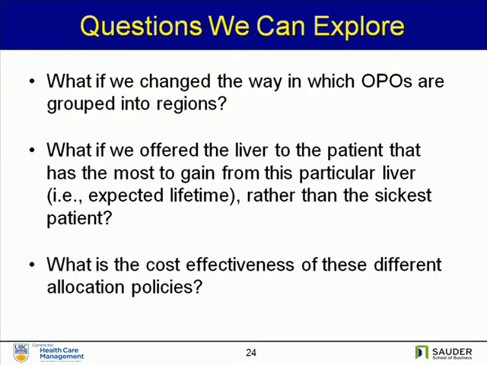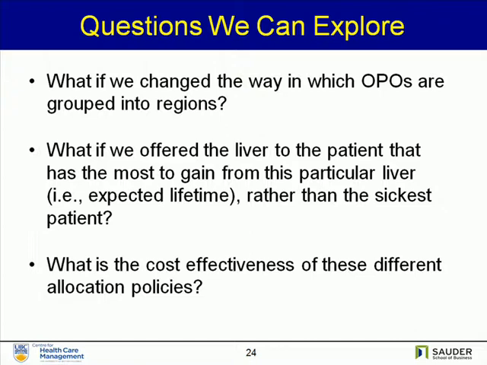So other questions we can explore: those regions I showed you were some arbitrary grouping of these OPOs into regions. What if we change the way we group OPOs into regions? That's one question. What if we offered the liver to the patient that has the most to gain from this particular liver, rather than necessarily the sickest patient? These might not be the same patients. And UNOS is actually looking at exactly this kind of allocation policy for donation in the U.S.